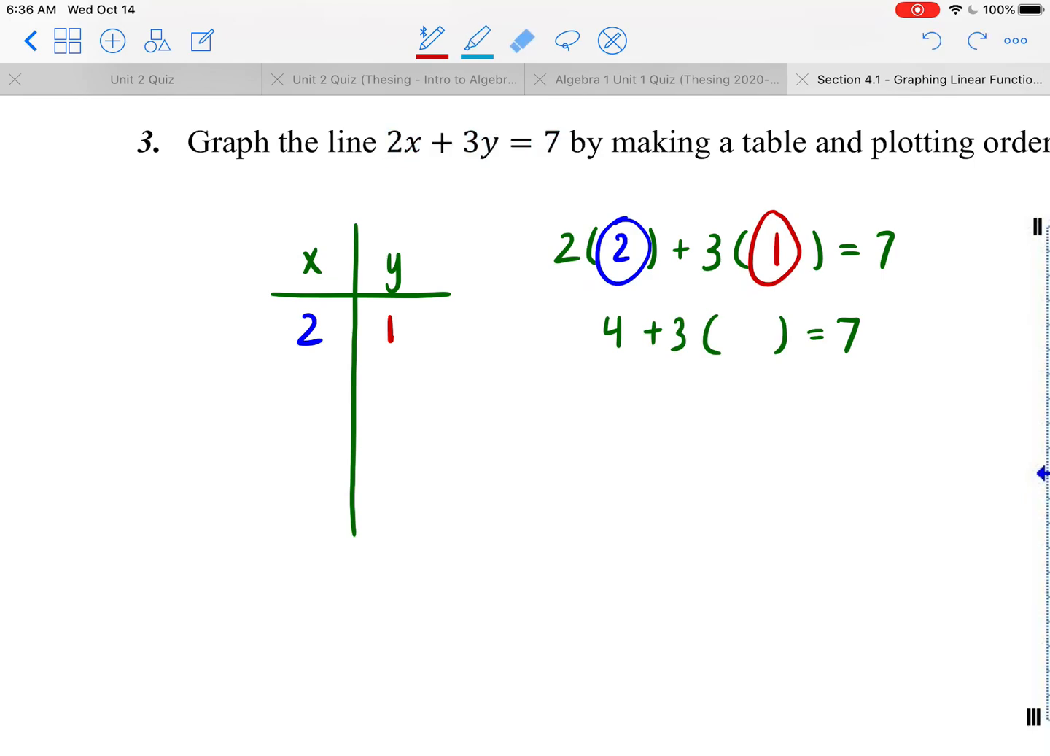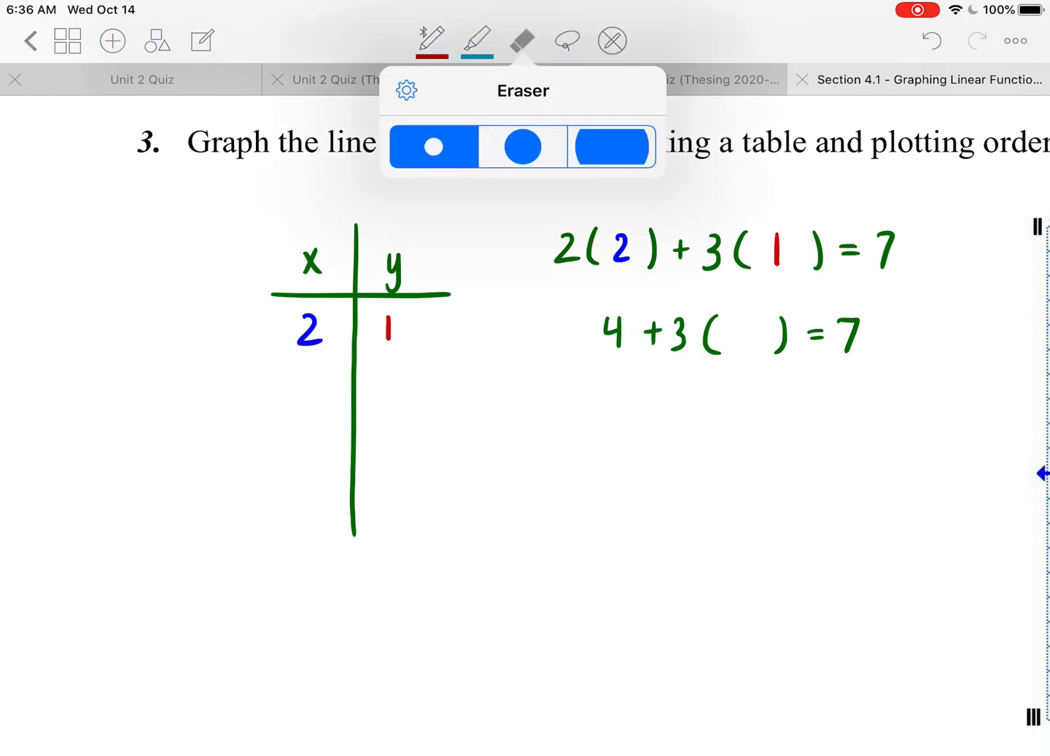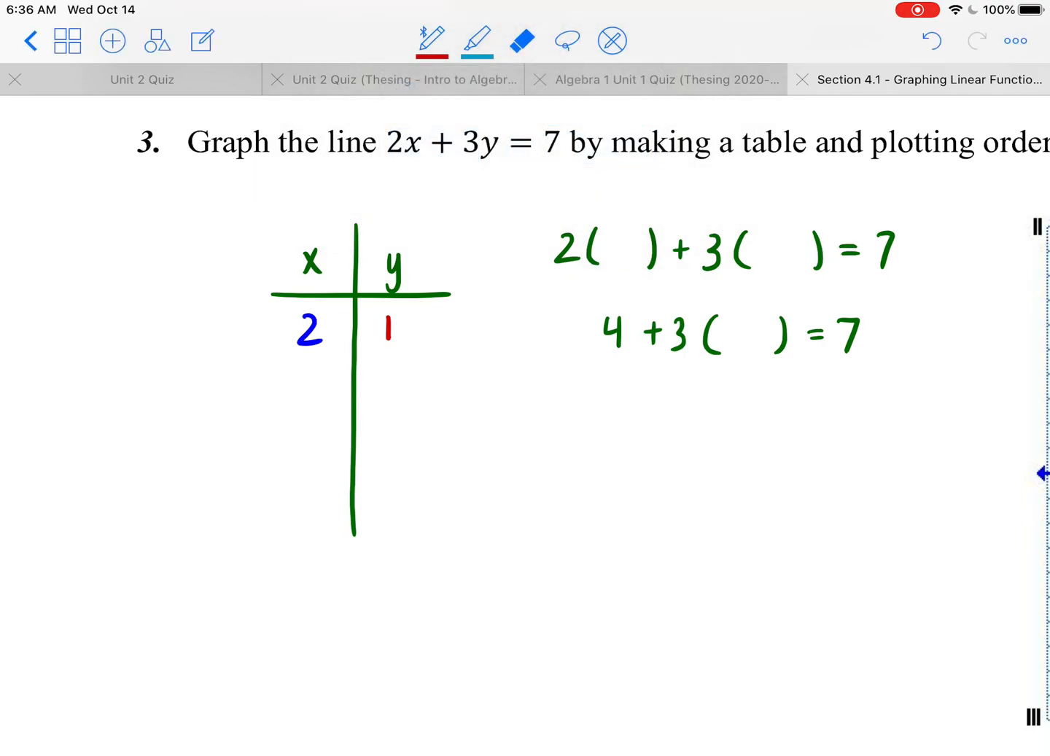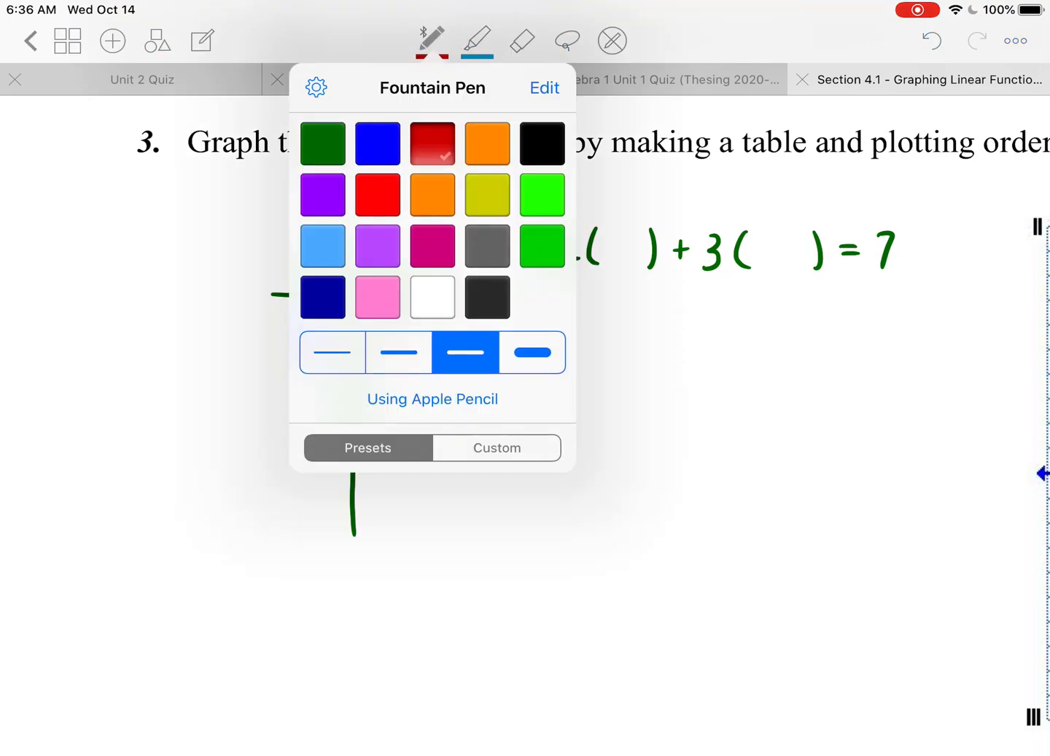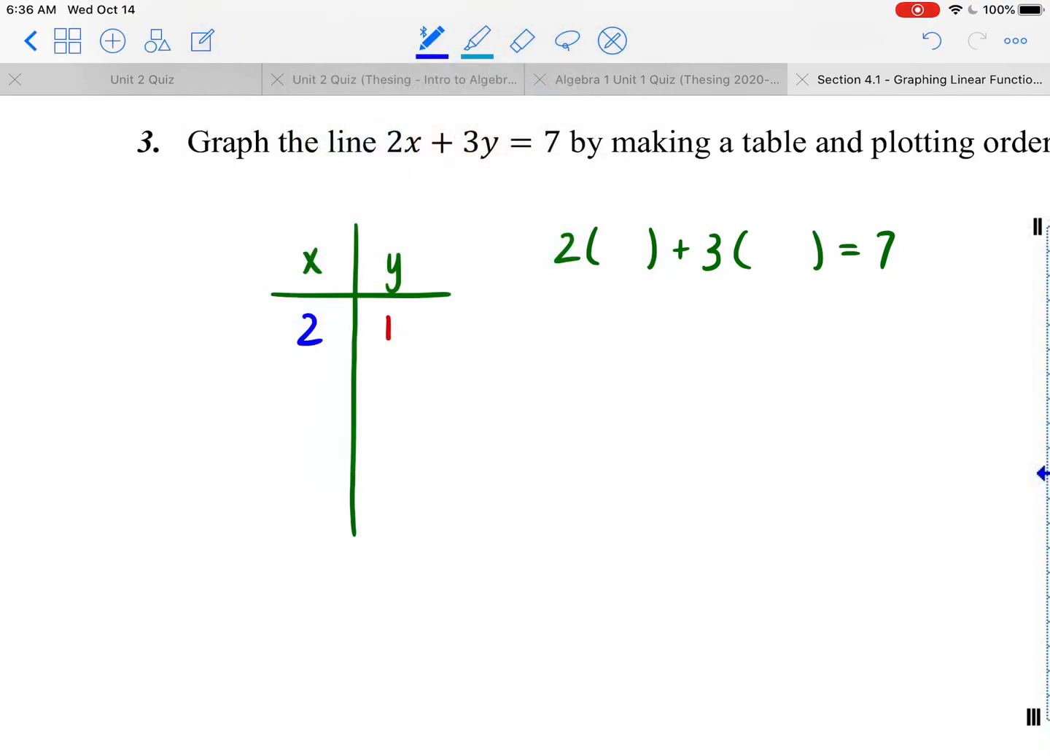So okay, good. All right. So let's write those in, and then let's erase these. So let's get rid of those, and let's try another combo here. So if we try 3 for x, that would get us 6 plus 3 times something is equal to 7.